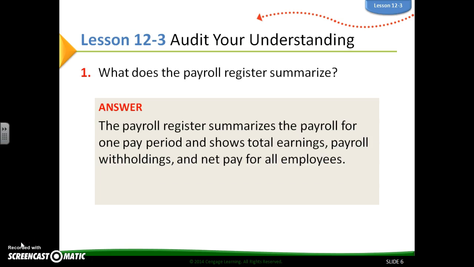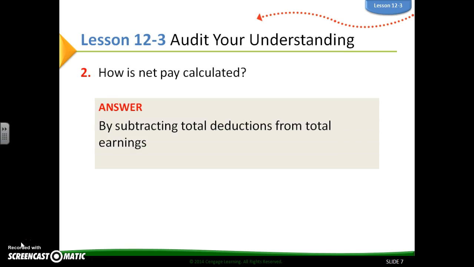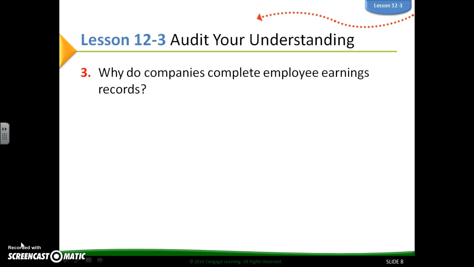And remember, payroll register is what the business uses to record all the information regarding one payroll for the entire business. So it shows the total pay, total withholdings, and then net pay for all employees. How is net pay calculated? Remember that net pay is what the employee actually receives. So it is their gross pay minus all of their deductions.